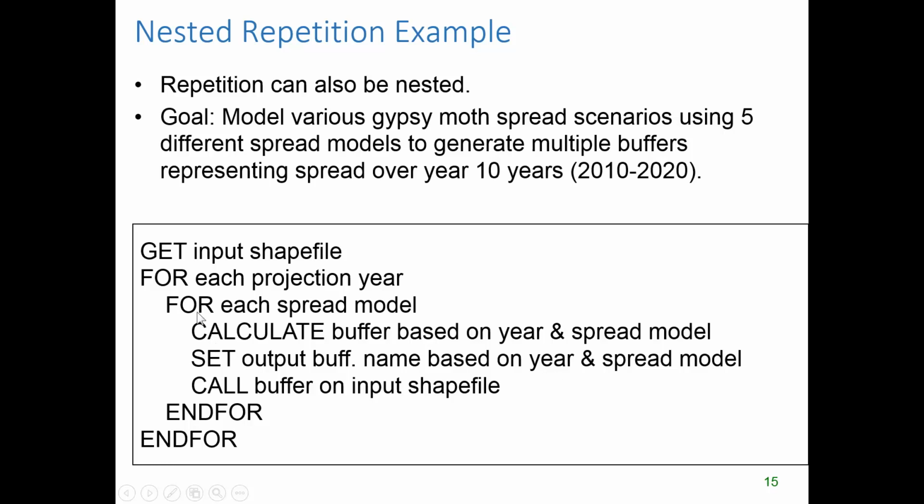This occurs for the first model, for the second model, and so forth for 5 models for the first year. Then we move on to the second year, and the 5 models are used again. This means that in the end we'll have 10 years times 5 models, or 50 output buffer files.